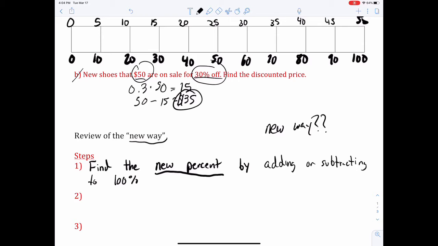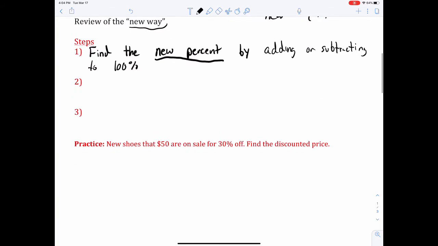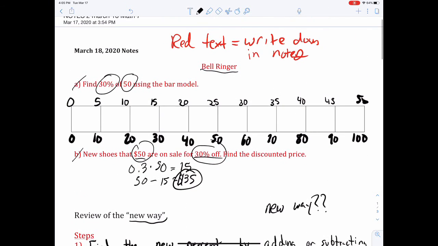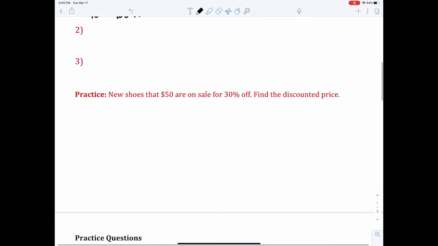That's going to be step 1. So, if we're looking at this question, it says new shoes that are $50 are on sale for 30% off. We're doing the same question again. Find the discounted price. So if you notice, this is the same question as before. New shoes that are $50 are on sale for 30% off. Find the discounted price.